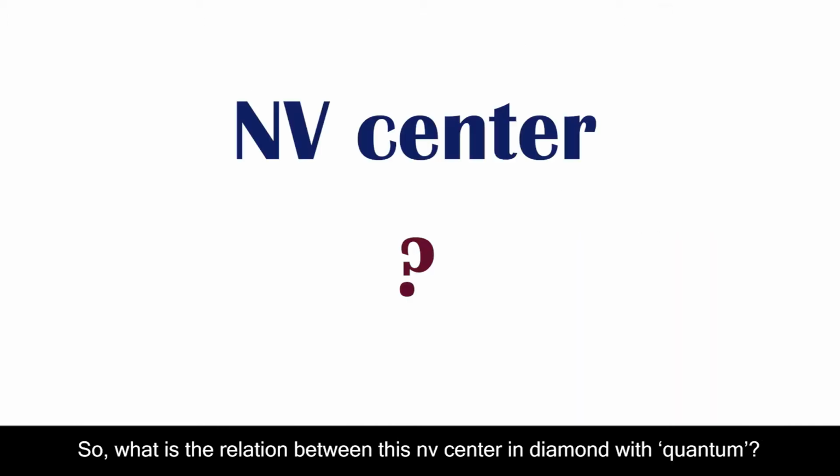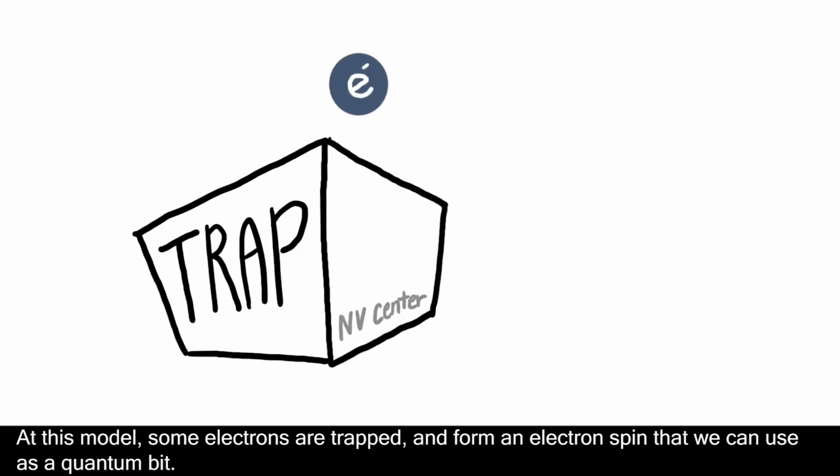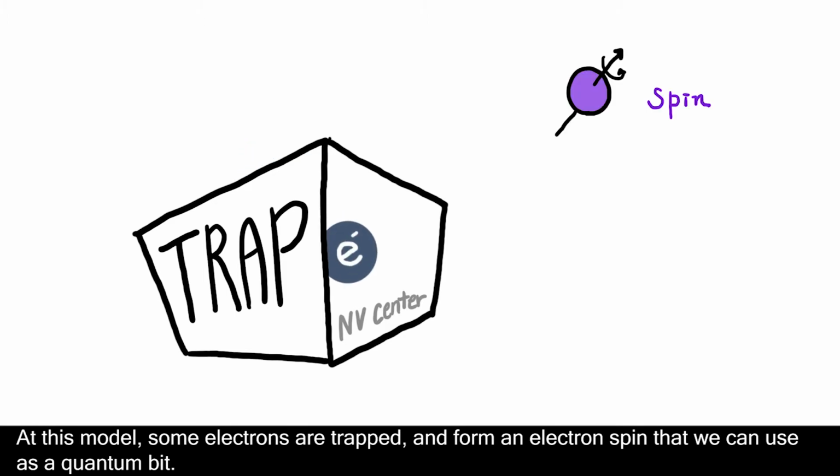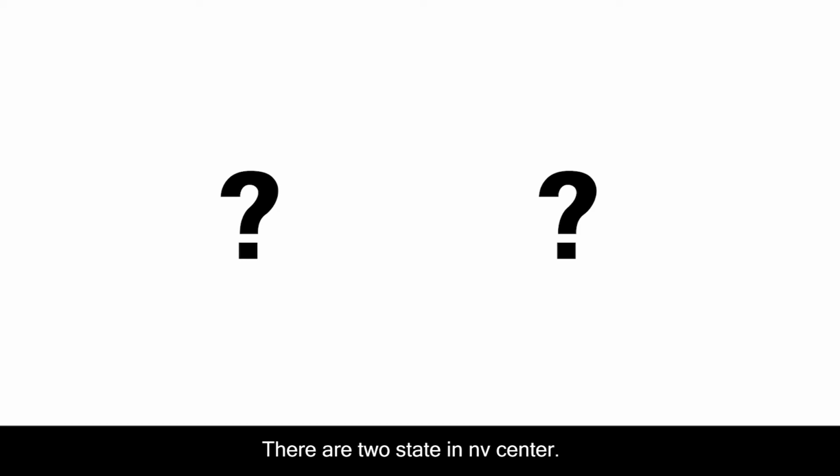So, what is the relationship between this NV center and quantum? Spins are associated with the nitrogen vacancy, or NV center, in diamond. In this model, some electrons are trapped and form an electron spin that we can use as a quantum bit. There are 2 states in the NV center.